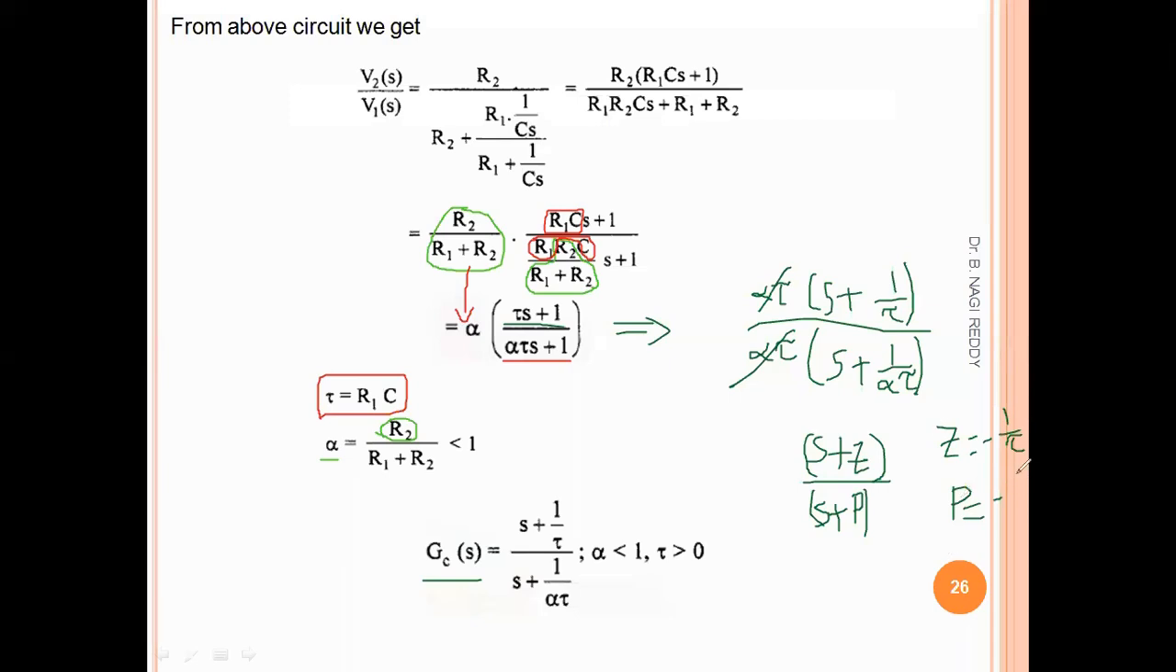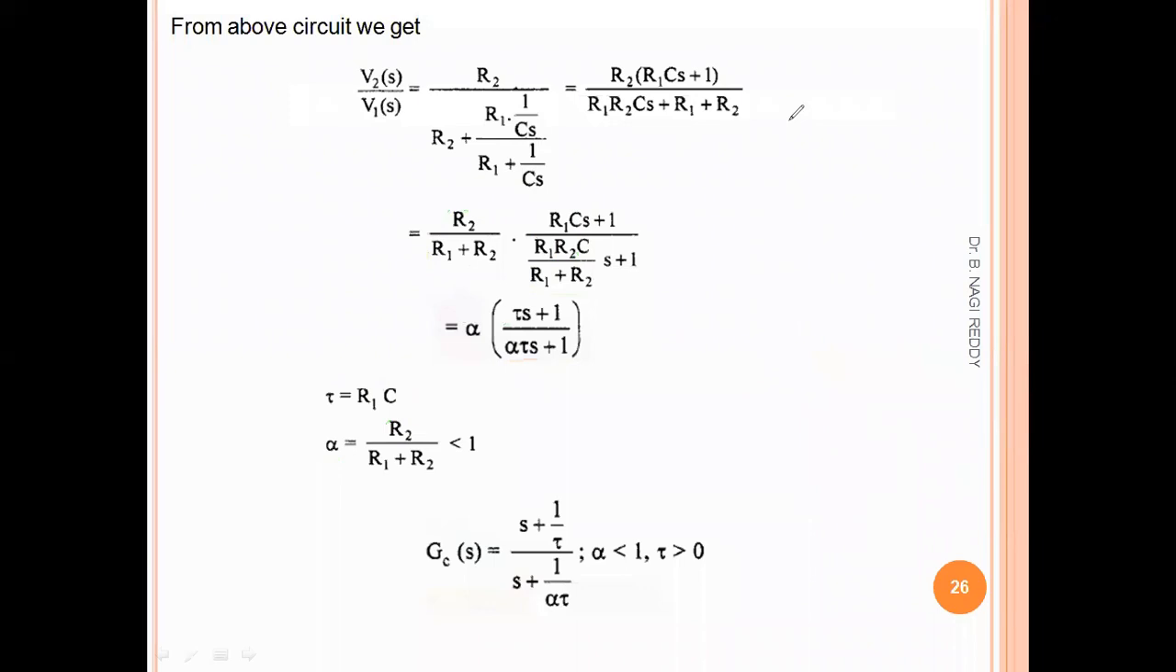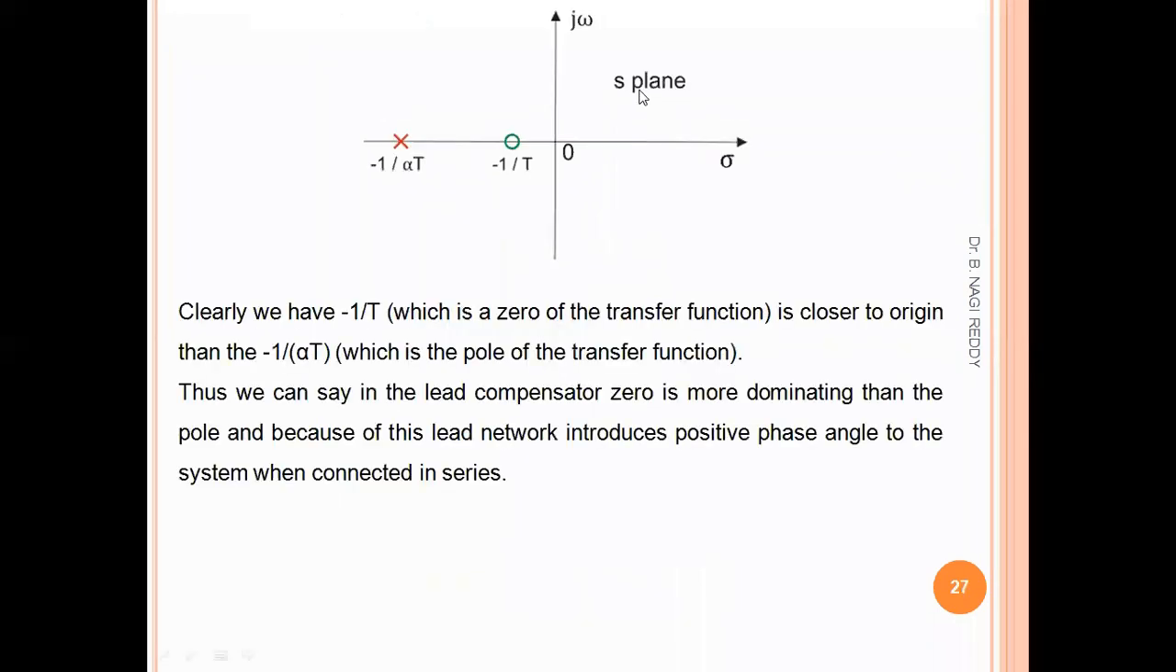And for p, we'll get 1 by alpha tau, alpha tau or alpha t. We got the zero and we got the pole. Now place them on the graph sheet, then you will get it like this. So this is the s plane. In this s plane, this is the zero representation. You can see the zero is represented, which is minus 1 by t or minus 1 by tau. Similarly, the pole is represented as minus 1 by alpha t.